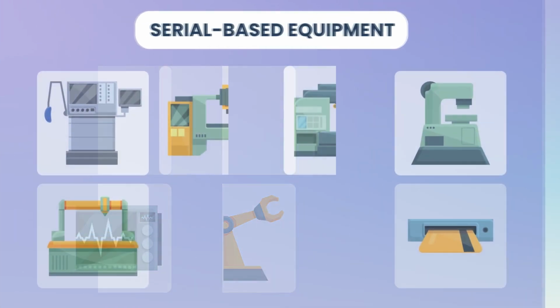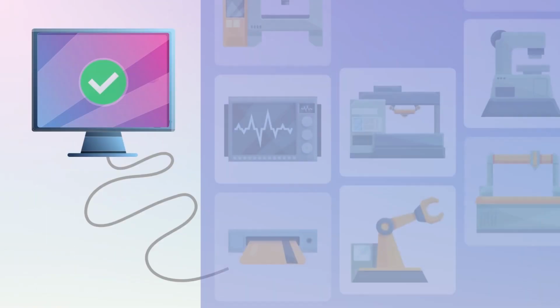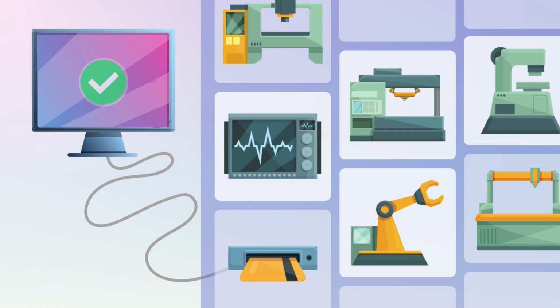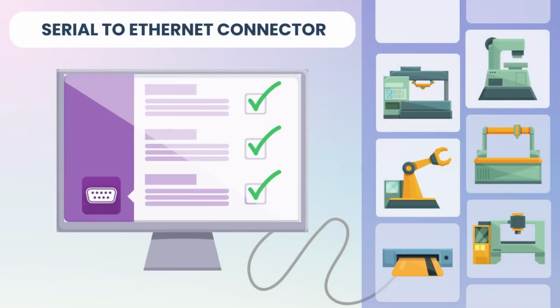A range of serial communication equipment typically uses COM port-based applications for access and control. And this setup works perfectly fine, as long as the attached device is within a limited distance reach of the PC. But the moment the direct serial connection is not possible, the ability of the application software to communicate with the device is lost. That's where Serial to Ethernet Connector comes to the rescue.